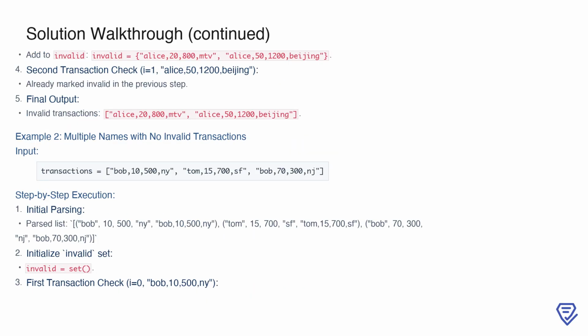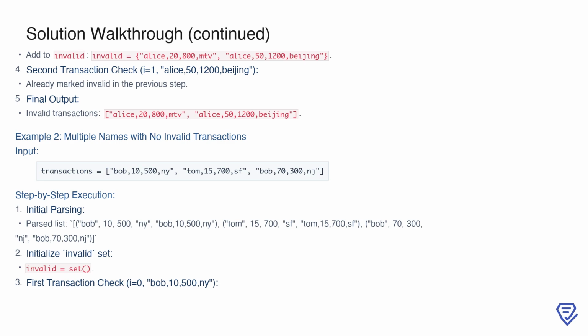Now that both transactions have been checked, we move to the second transaction, Alice, 50, 1200, Beijing. However, since this transaction was already marked as invalid during the comparison with the first transaction, no further checks are needed. At the end of the process, the invalid set contains both transactions, Alice, 20, 800, MTV and Alice, 50, 1200, Beijing. These are returned as the final output for this example.